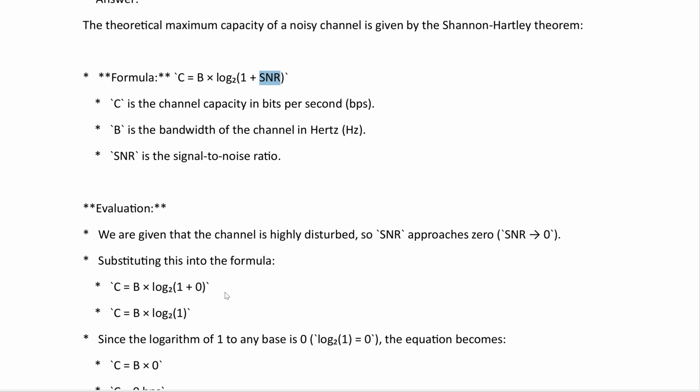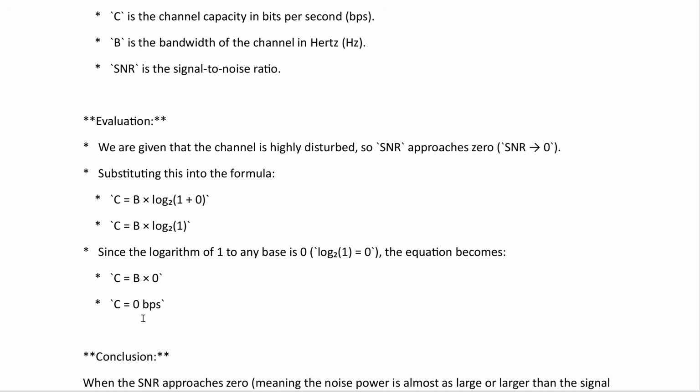So signal to noise ratio will be zero. So 1 plus 0, log 2 1 is 0 and multiplying bandwidth B into 0 will result in 0. So capacity will be 0 bits per second.